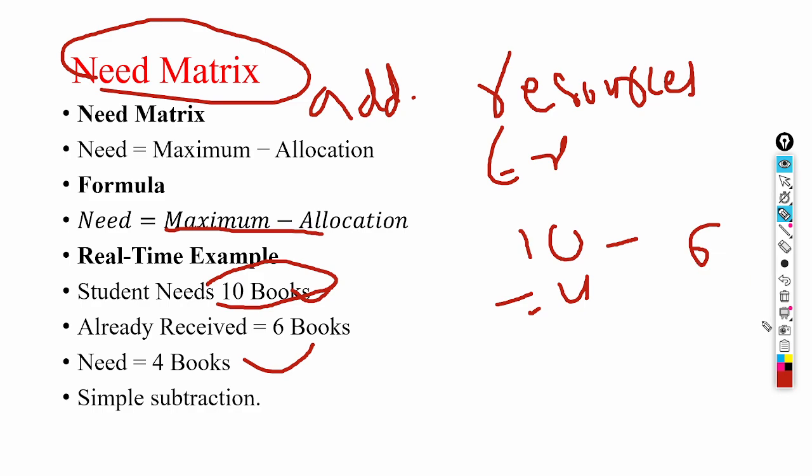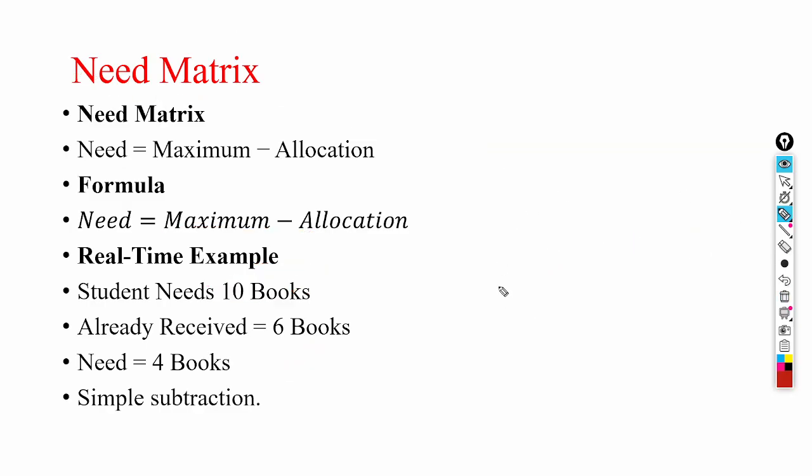The need formula is very simple. Need is equal to maximum minus allocation. Suppose a process requires a maximum of 10 books, and currently it already has 6 resources. So what is the remaining here? The remaining is 4. This we call the need matrix. It is one of the most important components of Banker's algorithm.